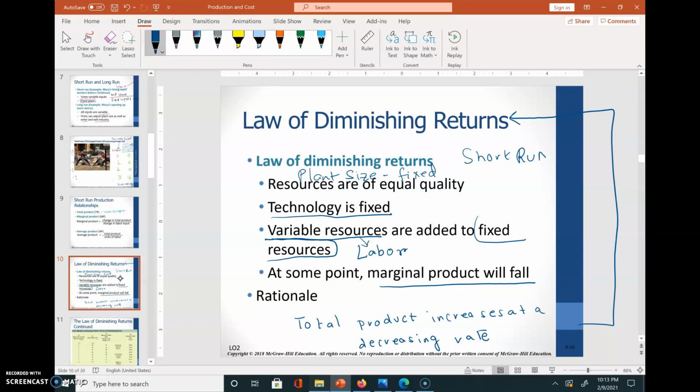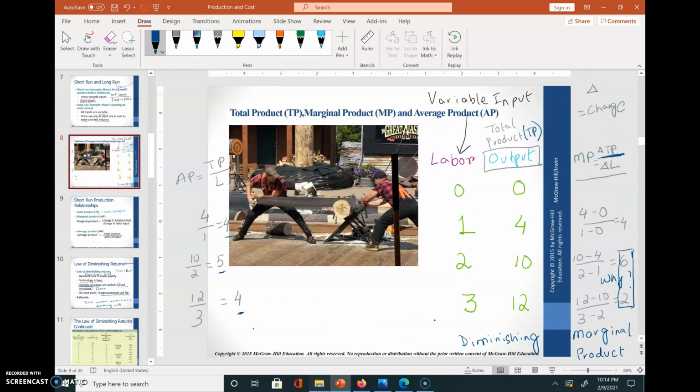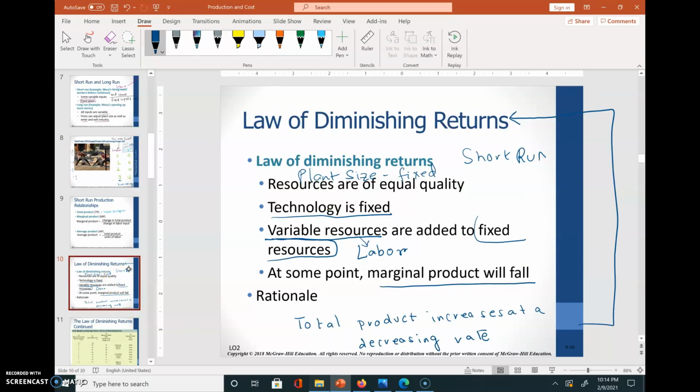So it's like we are adding more and more variable resource to some fixed resource. That means we are not increasing the number of sawmills here, and we keep on adding more workers, but we are not increasing the plant size. So this is fixed, and we keep on adding the variable resource, which is workers. Because of that, the marginal product will fall.